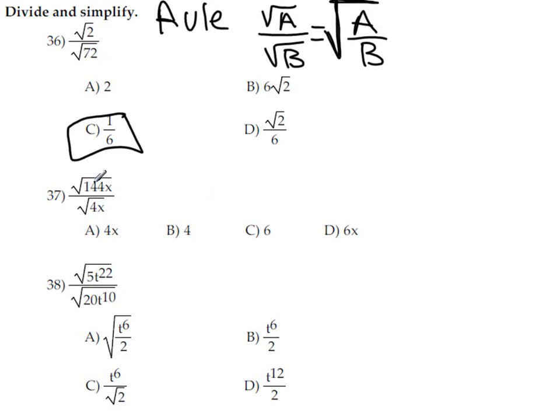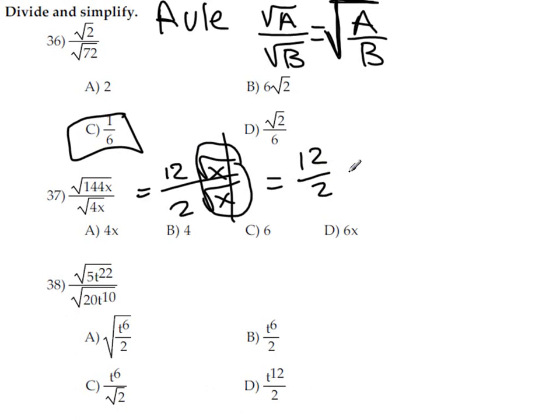I see the 144 is a perfect square, and I want to simplify it. I know x isn't, but he'll just stay where he is. So square root of 144 is 12, but I still have square root x, can't do anything about it. The square root of 4x, well, x doesn't have a partner, I still have square root x, but the square root of 4 is 2. Now I simplify. Notice we have the same thing over the same thing. That's 1, cancels out. So we're left with 12 over 2, which is 6. So however you do it, go for it.